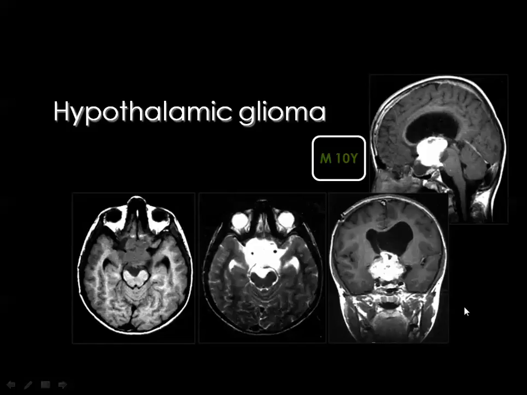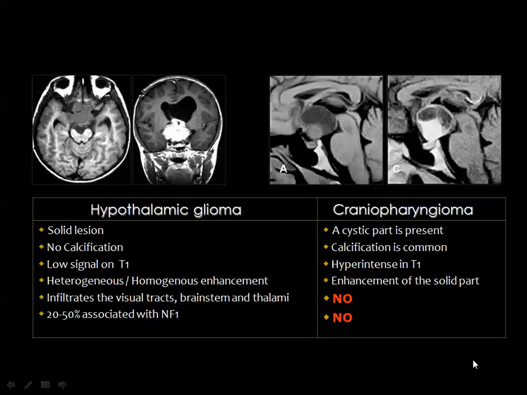And this is a good example of hypothalamic glioma in a child 10 years old. The lesion is of intermediate signal. It is solid in the suprasellar area in the T1, and bright signal in the T2 with almost homogeneous post-contrast enhancement after injection of gadolinium. This is the difference between hypothalamic glioma and the craniopharyngioma in children.